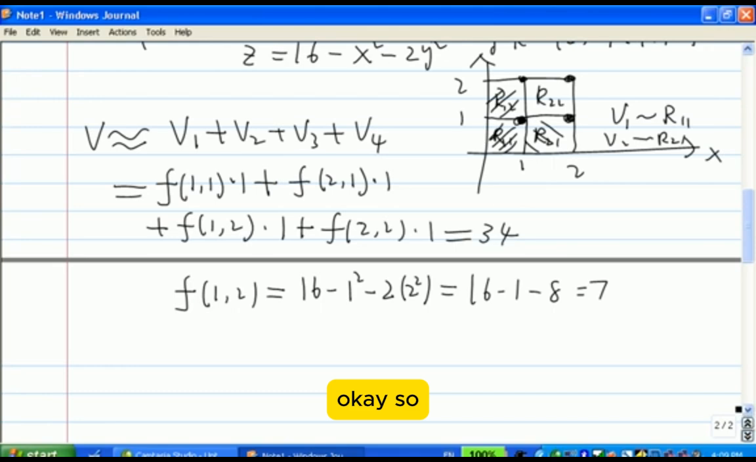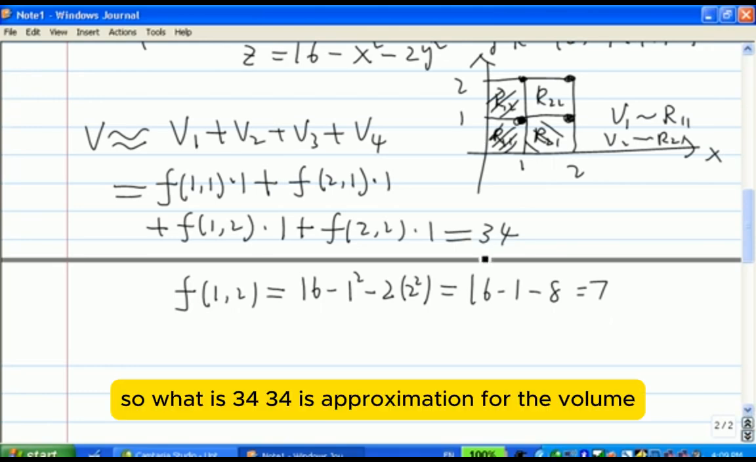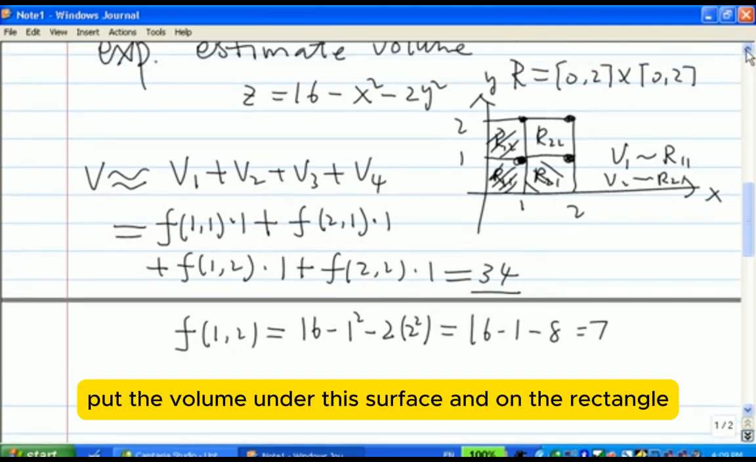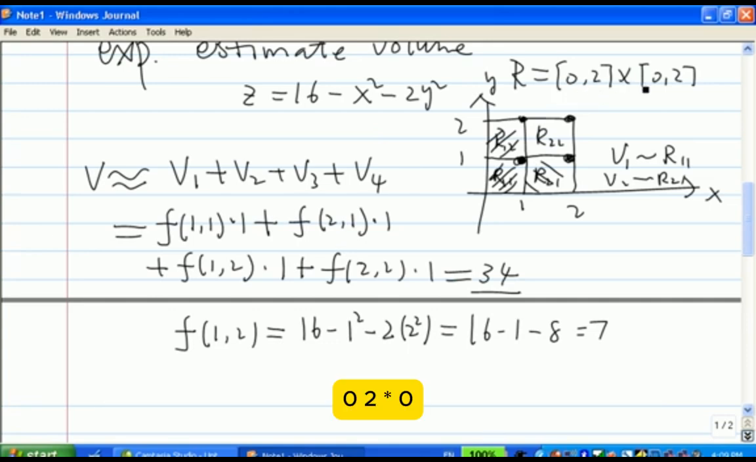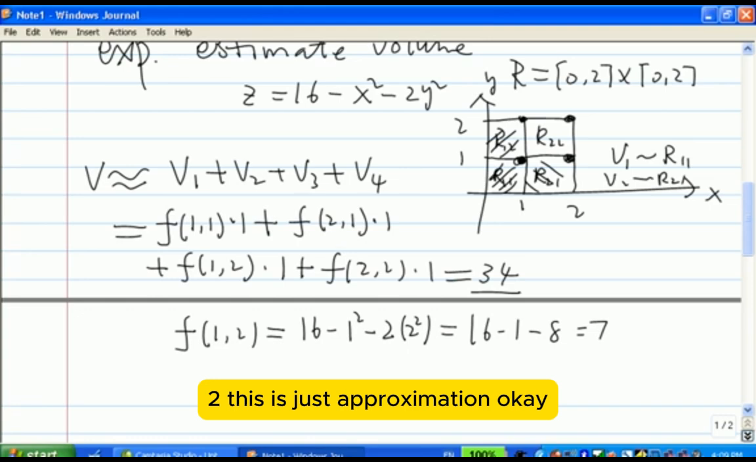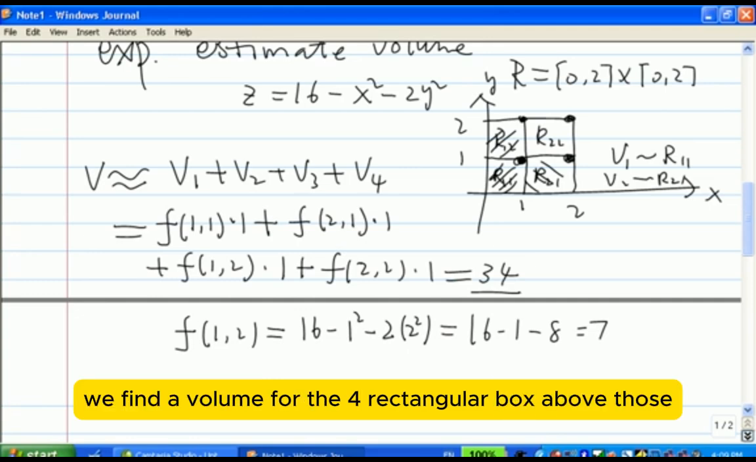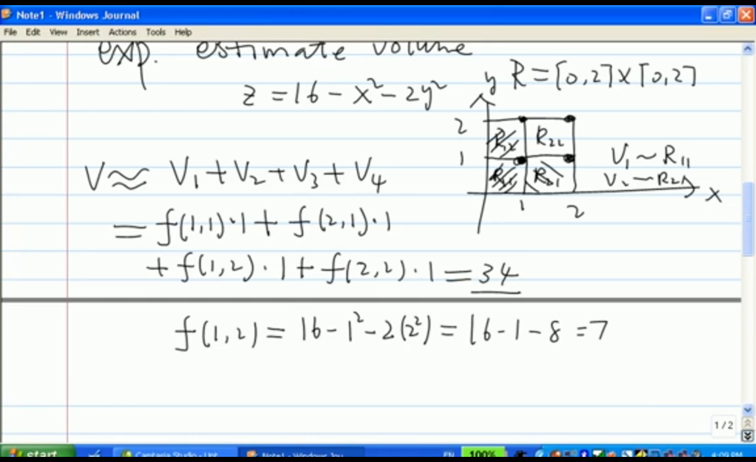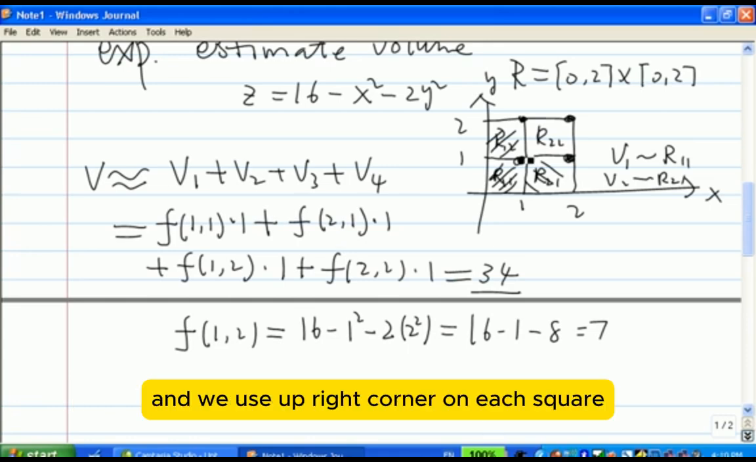So what is 34? 34 is an approximation for the volume under this surface and over the rectangle 0 to 2 times 0 to 2. This is just an approximation. How do we get it? We find the volume of the 4 rectangular boxes above each square, using the upper right corner of each square and the function value there as the height.